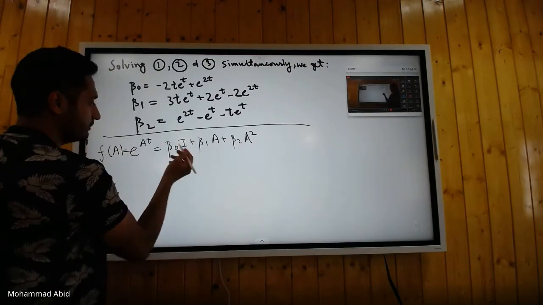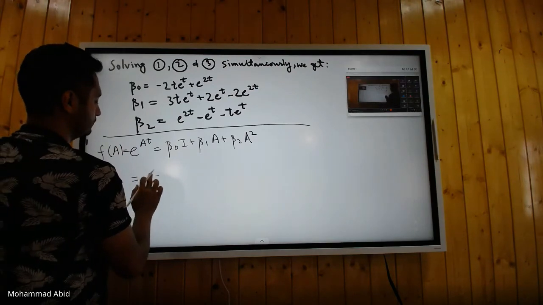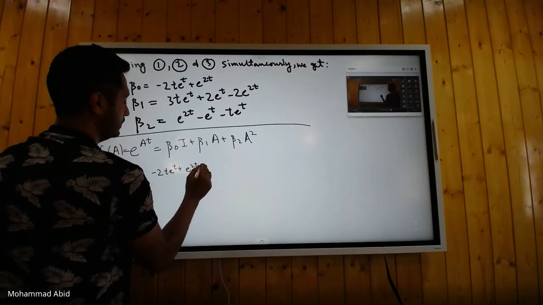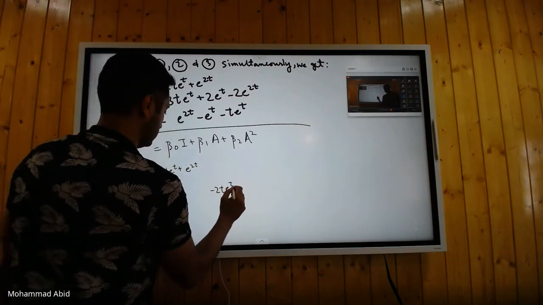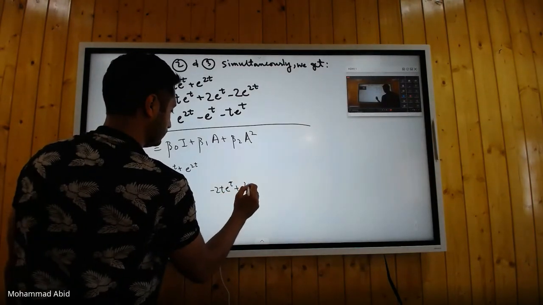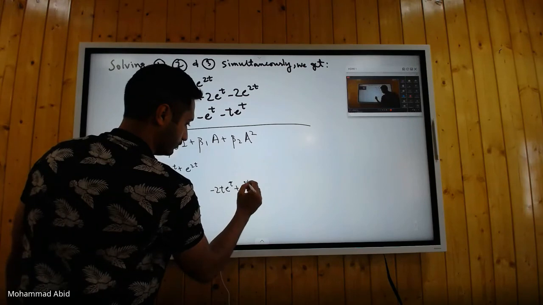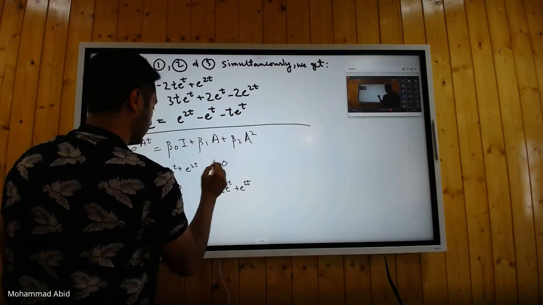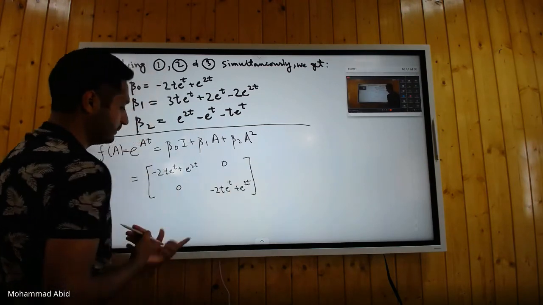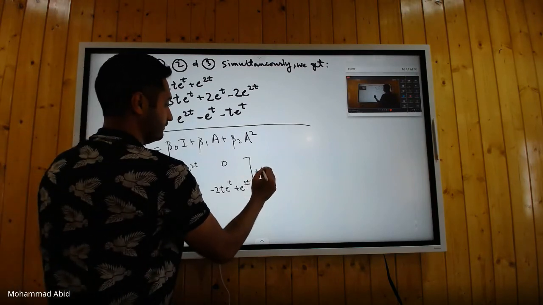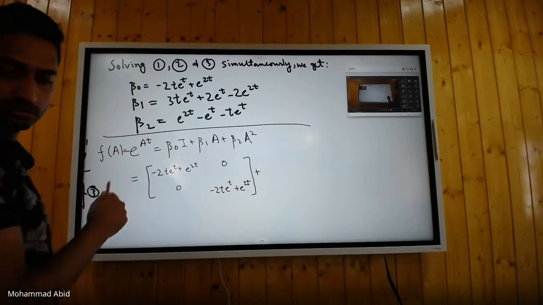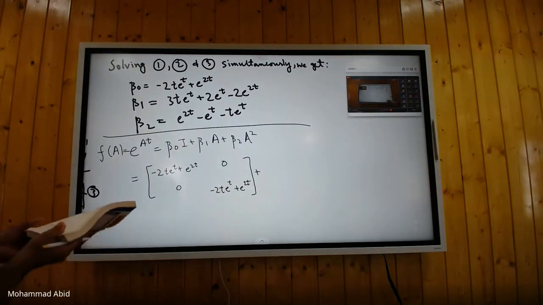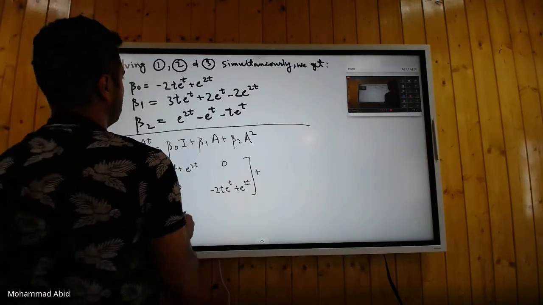या इसको अगर मैट्रिक्स फॉर्म में लिखना पड़े -2 t e to the power t plus e to the power 2t, -2 t e to the power t plus e to the power 2t. This is your what? 0 0. ये आपका बीटा नॉट into I. Then you will be having beta 1 into A. है ना? ये आपका 3x3 मैट्रिक्स है. Beta 1 is this.